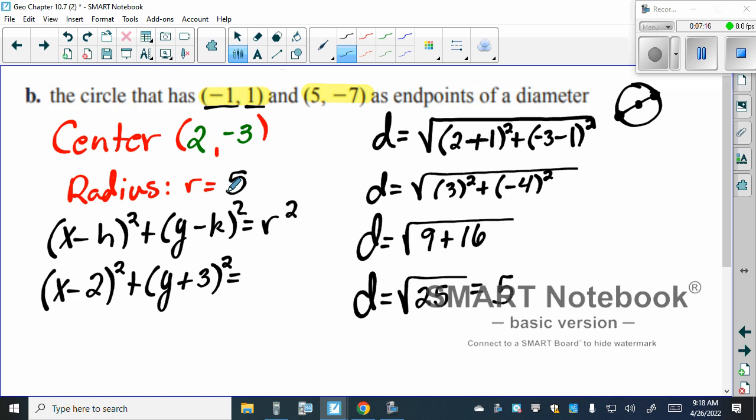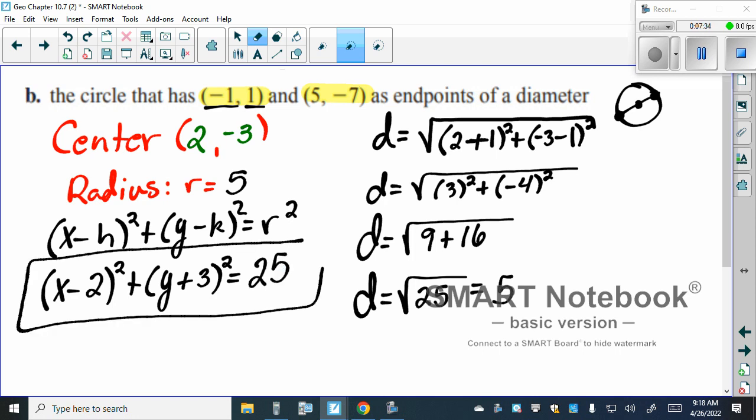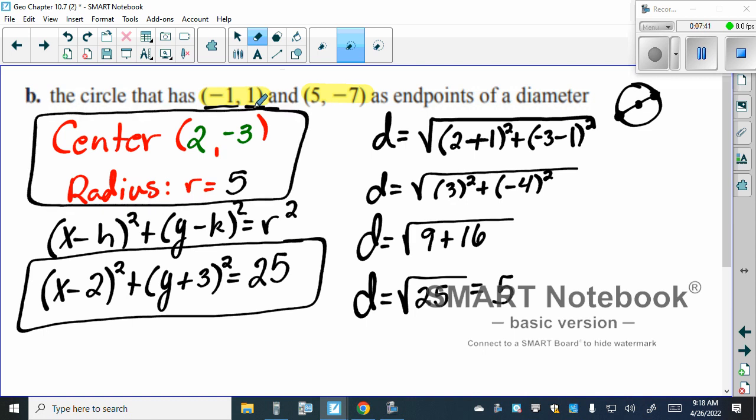Yep. Now we need to plug it into our formula, which would be, what is 5 squared? So really, this right here is the equation, and again, on the homework, it's going to be asking for all 3 parts: the center, radius, and the equation itself.